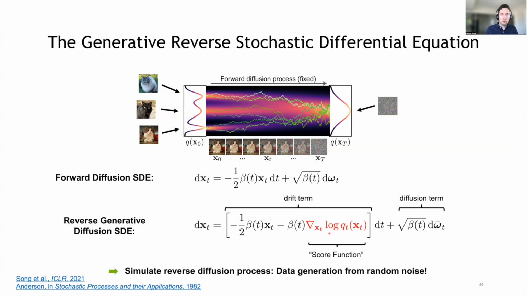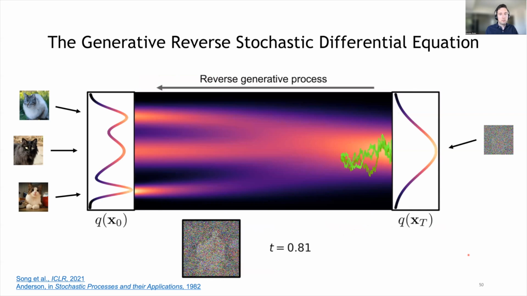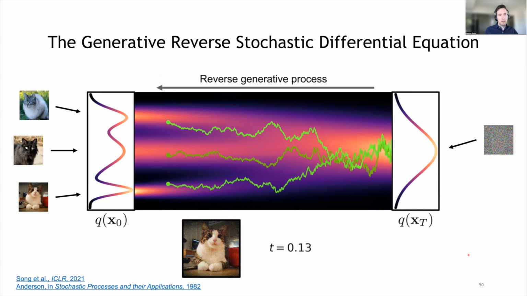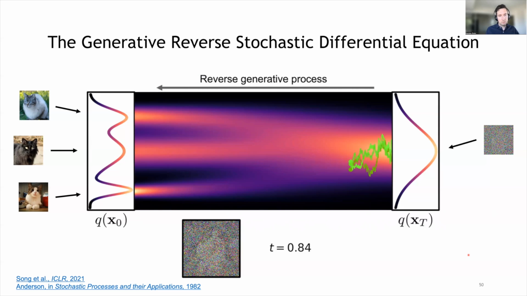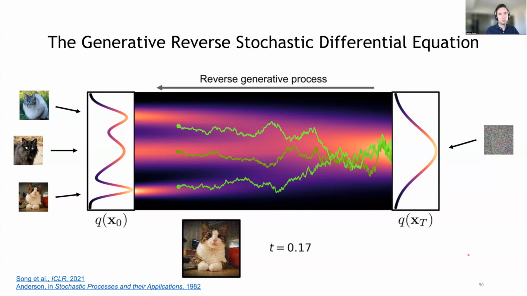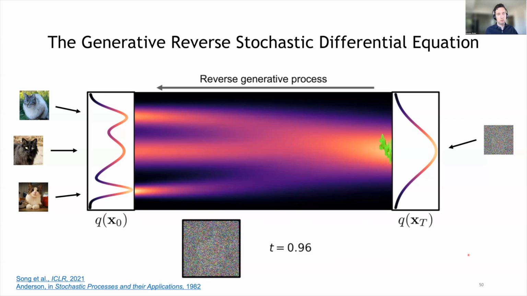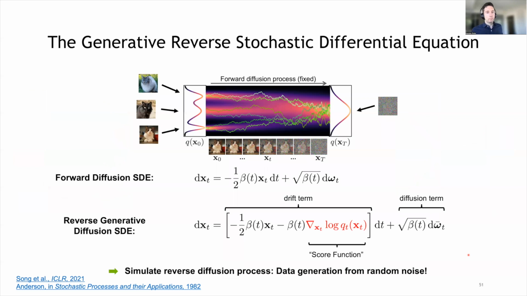So this means if we now had access to this object, this score function, we could do data generation from random noise by just sampling or simulating this reverse diffusion SDE. In practice this would look like this. Like I said, this reverse diffusion SDE is really a diffusion process running in the other direction. So simulating this is essentially generative modeling. So are we done? Can we now simulate this and generate data?